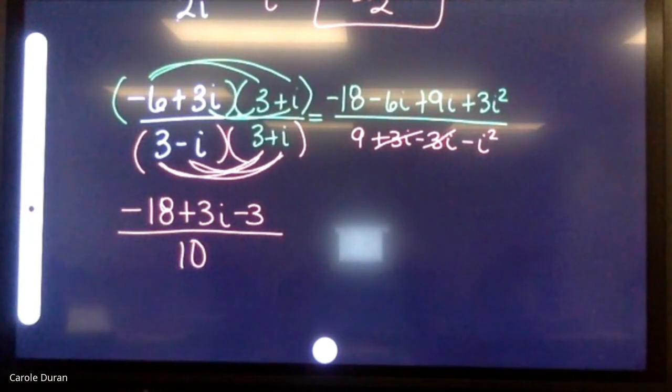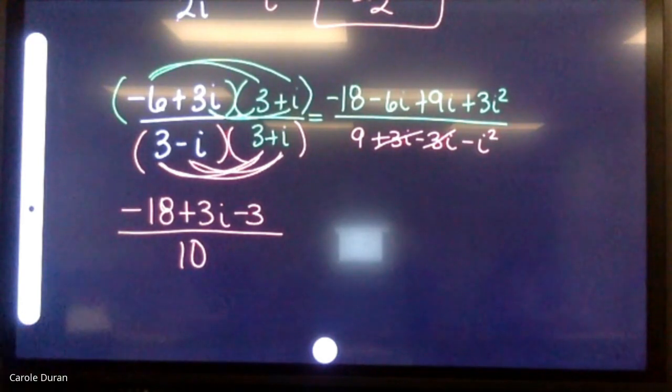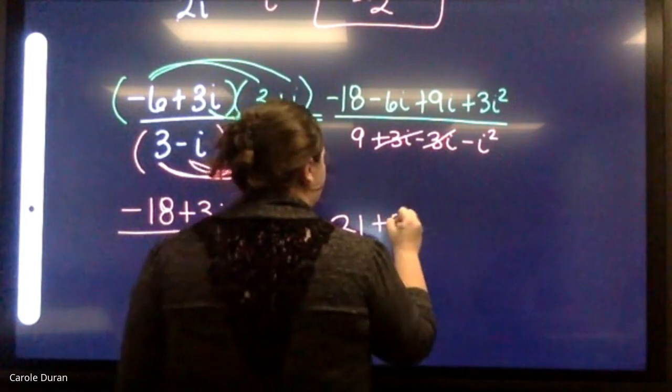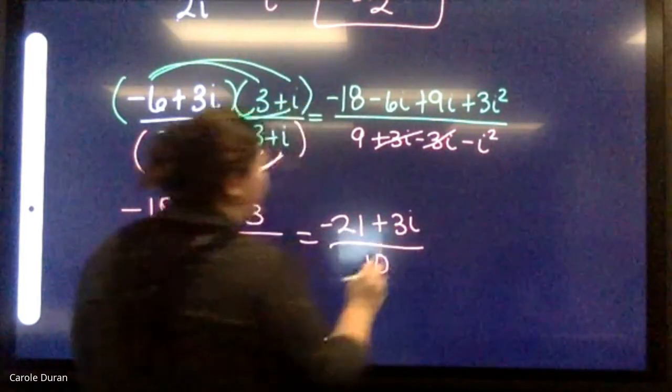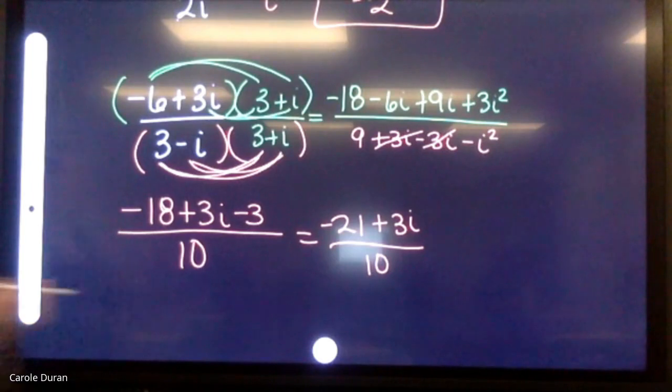No. What do I still have to do? Combine like terms in my numerator. I have 2 whole numbers that I can put together. So what's -18 and a -3? So I get -21 plus 3i over 10. Am I finished? Yes, there's nothing that I can take out of -21, 3, and 10. So this is my final answer.